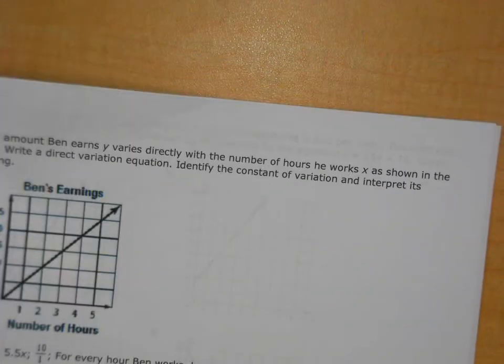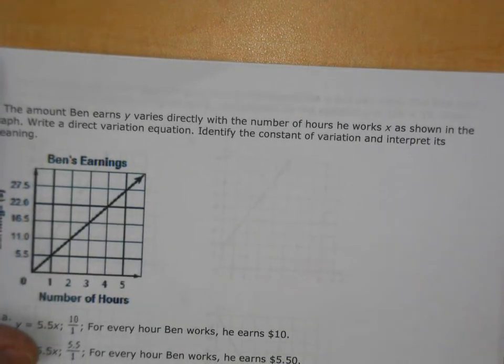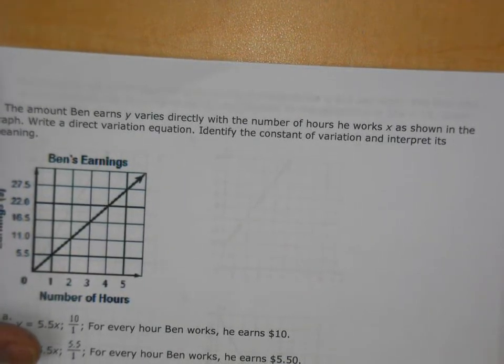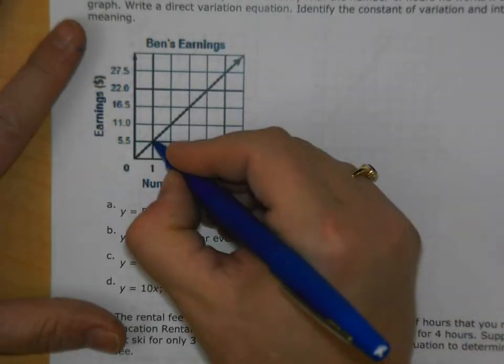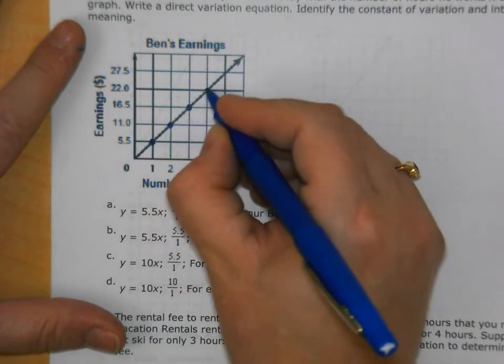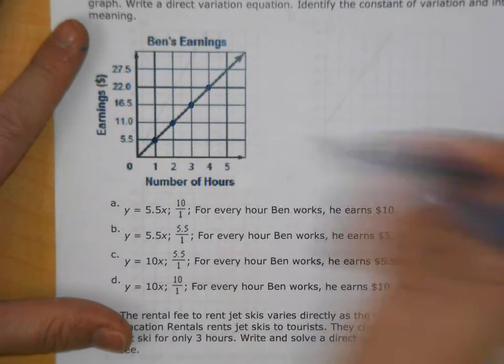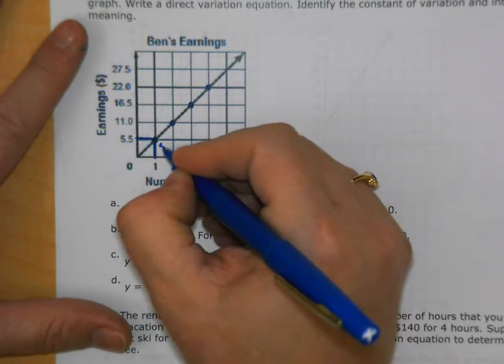Okay, the next one here, on the next page: the amount Ben earns, y, varies directly with the number of hours he worked, x, as shown in the graph. Write a direct variation equation, identify the constant of variation, and interpret its meaning. Okay, so I'm going to look at my points here, and I can choose any one of them. It's up to you which one you choose. But if I look here, this is probably the easiest one.